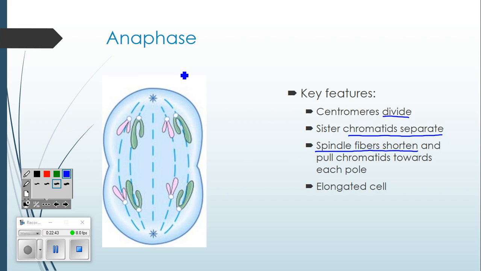Sometimes, but not always, you'll see that the cell looks elongated, so stretched or pulled. And so if you compare this picture to the one before it, the one before still looked like a circle in metaphase. Here in anaphase, it's starting to look more like an oval, even sometimes starting to look pinched in the middle.